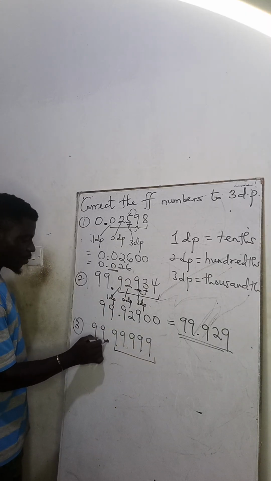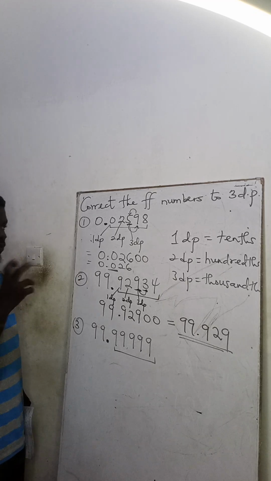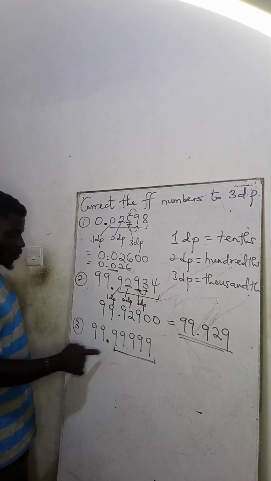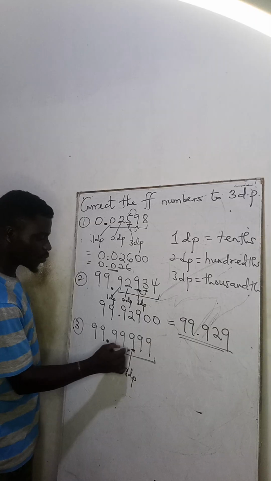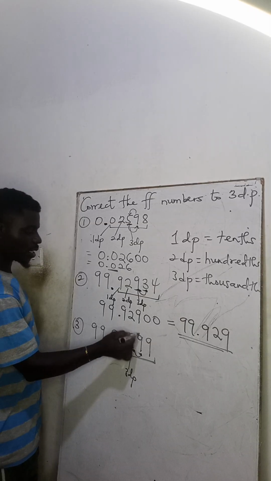Let's see the third example. After the decimal point, all these numbers are what? Decimal numbers. Take note. After the decimal point, all the numbers are decimal numbers. So first, second, third. This is 3dp. So we check the next number, which is 9. From 5 upwards, we can add 1.